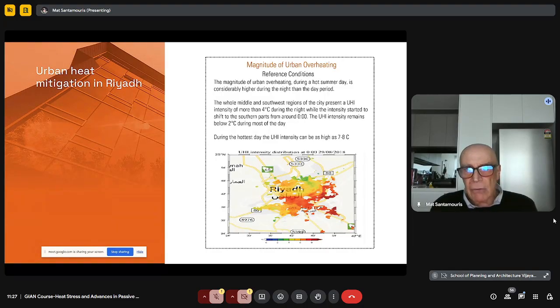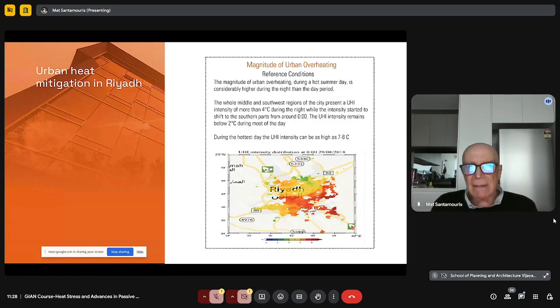And this gives us the magnitude of the urban overheating. The magnitude of urban overheating during a hot summer is considerably higher during the night than the day period. And as I showed you before, the whole middle and southwest regions of the city present an urban heat island intensity of more than 4 degrees during the night, while the intensity started to shift to the southern parts from midnight. The intensity remains close to 2 degrees most of the day. During the hottest day of the year, the intensity of the urban heat island is 7 to 8 degrees.